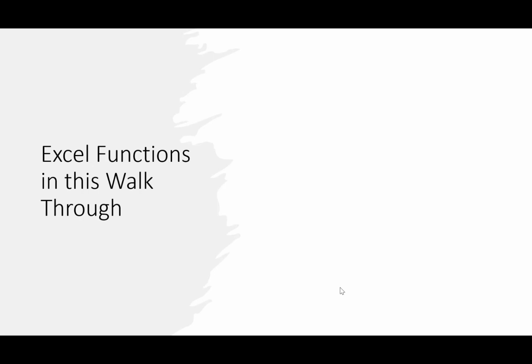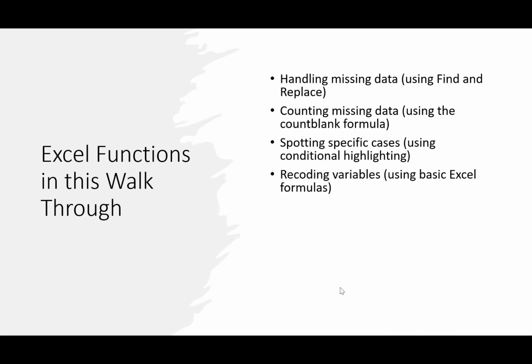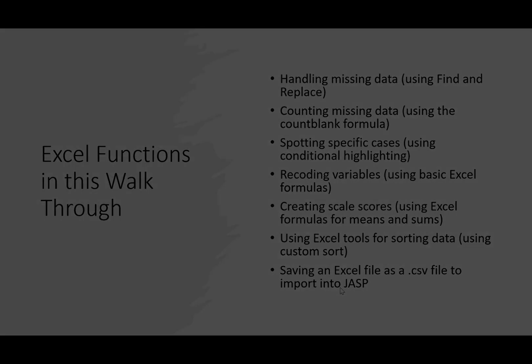The specific functions we're going to walk through include how to handle missing data using Excel functions, how to count up how much missing data a person has, spotting some specific cases using conditional highlighting, recoding variables when we have reverse worded items, creating scale scores to average or sum different variables assessing the same construct, using Excel's tools for sorting data to be able to view different high or low values, and also how to save Excel so it can be in a different file format, specifically a CSV format, in order to import it into JASP.